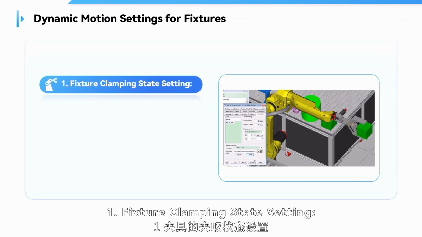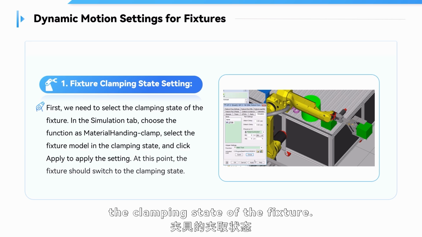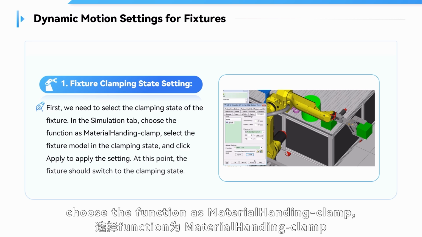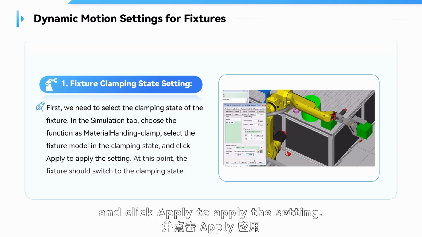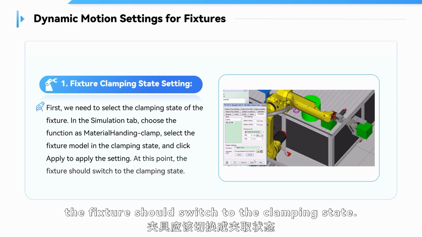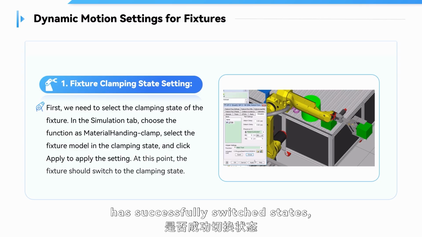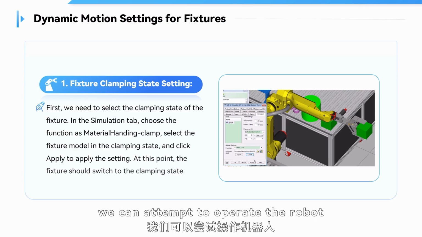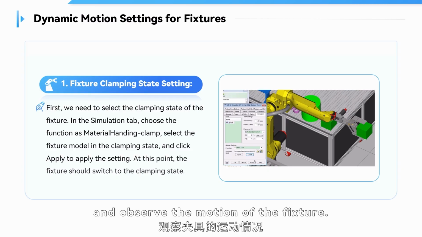1. Fixture clamping state setting. First, we need to select the clamping state of the fixture. In the Simulation tab, choose the function as Material Handling Clamp, select the fixture model in the clamping state, and click Apply to apply the setting. At this point, the fixture should switch to the clamping state. To verify whether the fixture has successfully switched states, we can attempt to operate the robot to perform a clamping action and observe the motion of the fixture.